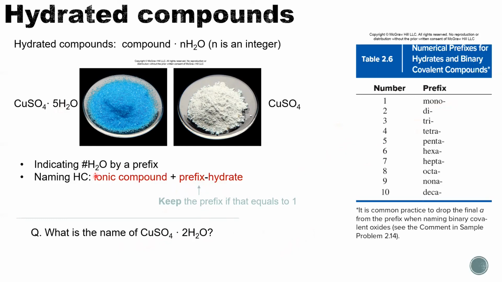So first, we need to write the correct name of the ionic compound. The sulfate, the polyatomic ion, has a 2 negative charge. In order to make this compound charge neutral, the copper needs to have a 2 plus charge. So you can write the systematic name, copper(II) sulfate, and then we have 2 water, so it's dihydrate. That's the name of this hydrated compound. You can also say it's cupric sulfate dihydrate. Both of them are correct.